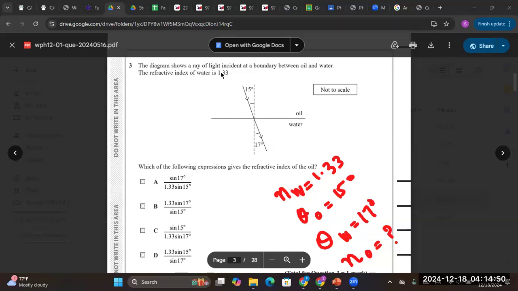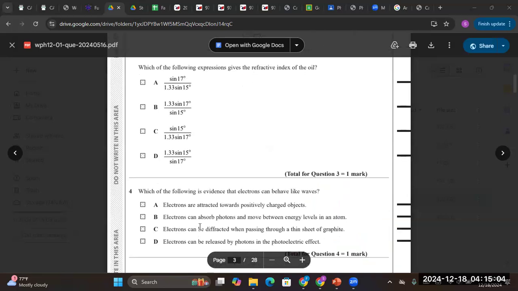So use Snell's law and figure out the correct expression. Miss, is it B? The second one? Yes, the second one is correct. Good job.